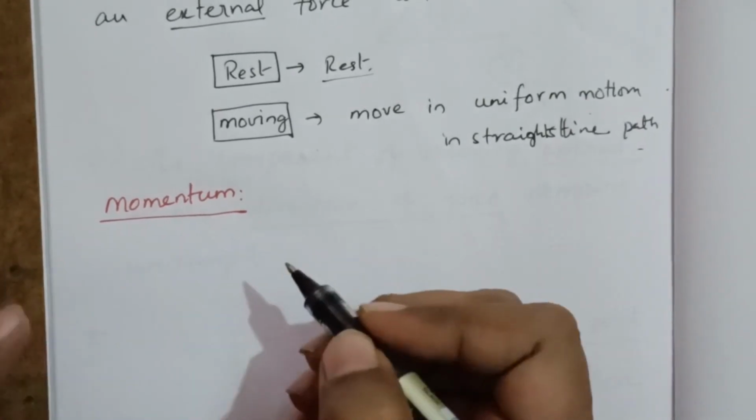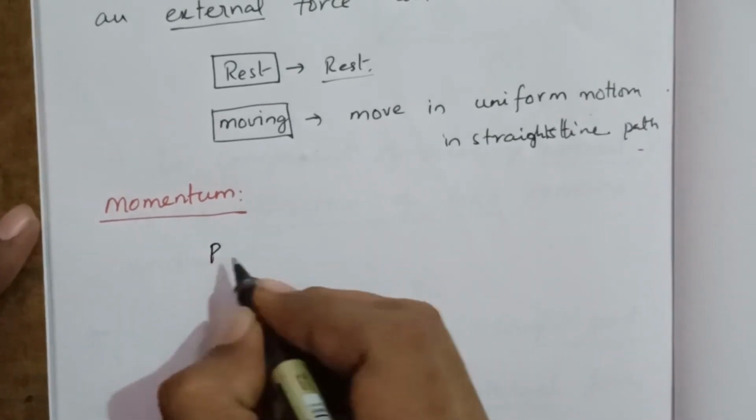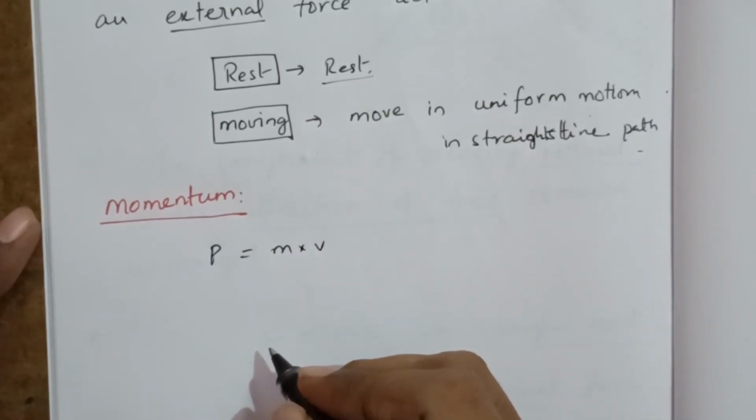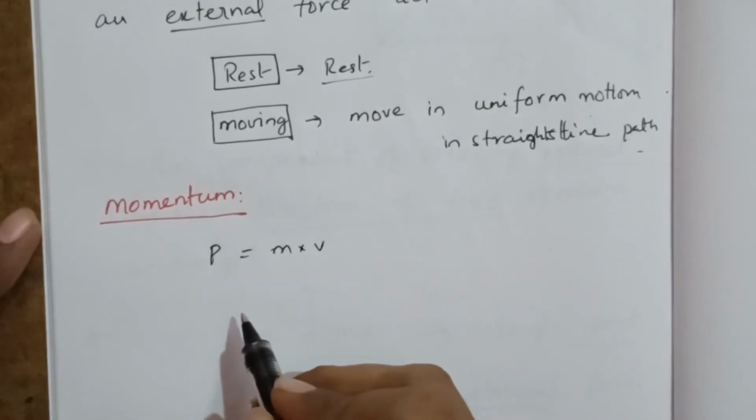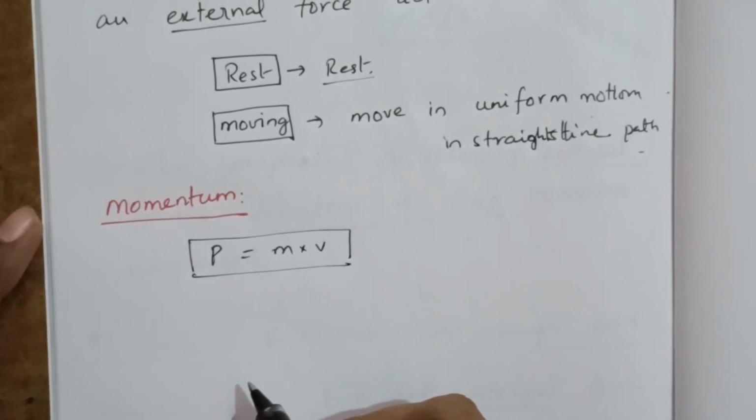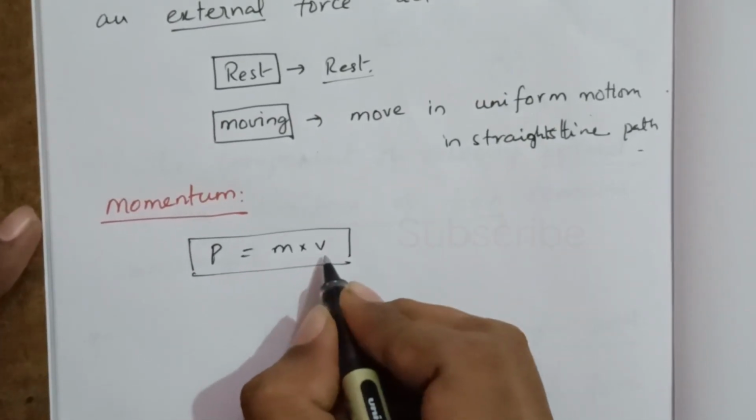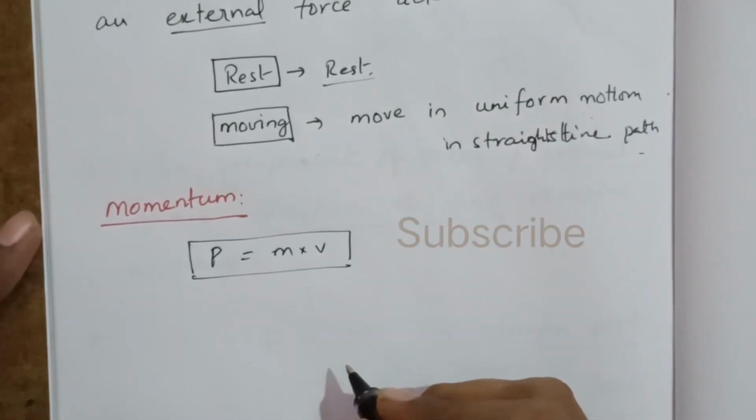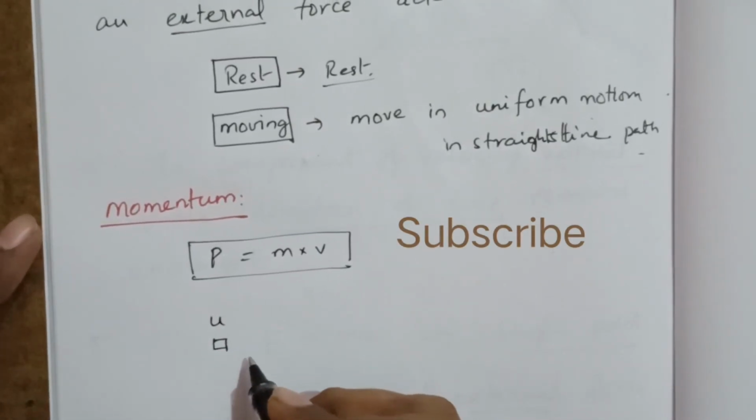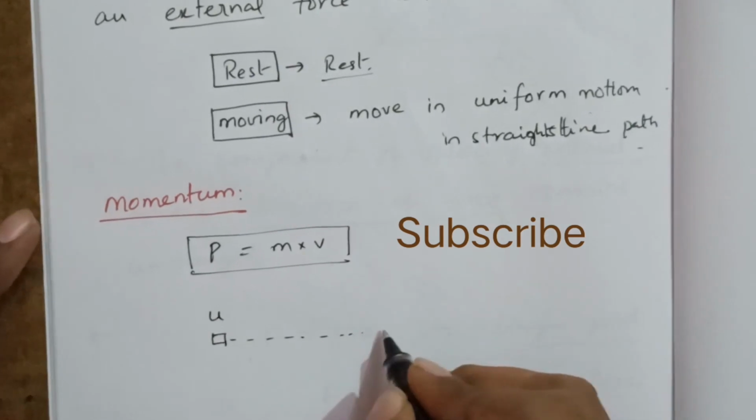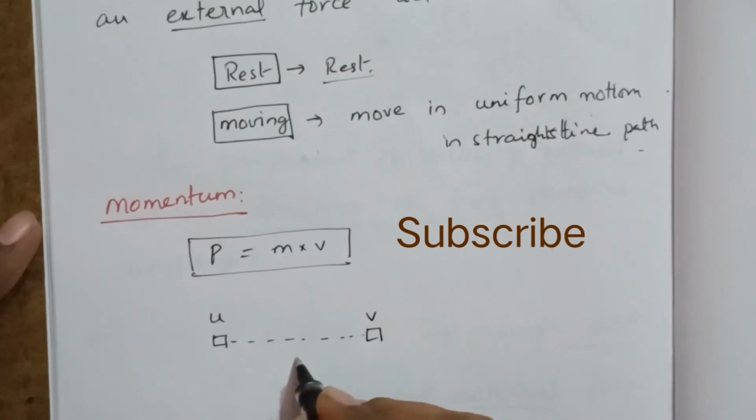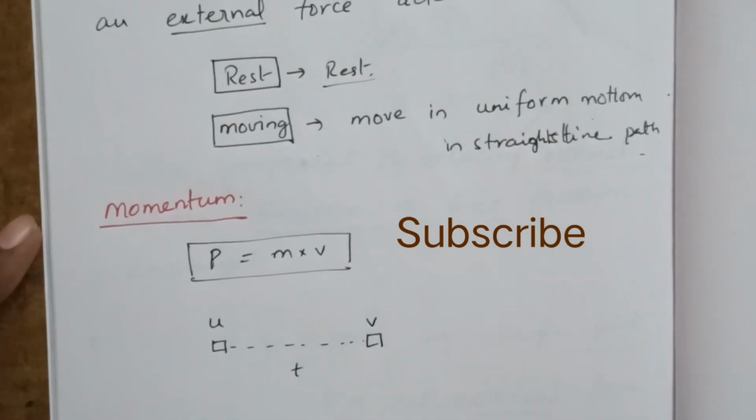Next one is momentum. Momentum is the product of mass and velocity. Momentum is denoted by letter P, equal to mass into velocity. Now, velocity of the body is not uniform. Initially, it will have some velocity when it is starting. After traveling some distance due to the application of any external force, its velocity changed to v in a time t. So velocity of the body changed.